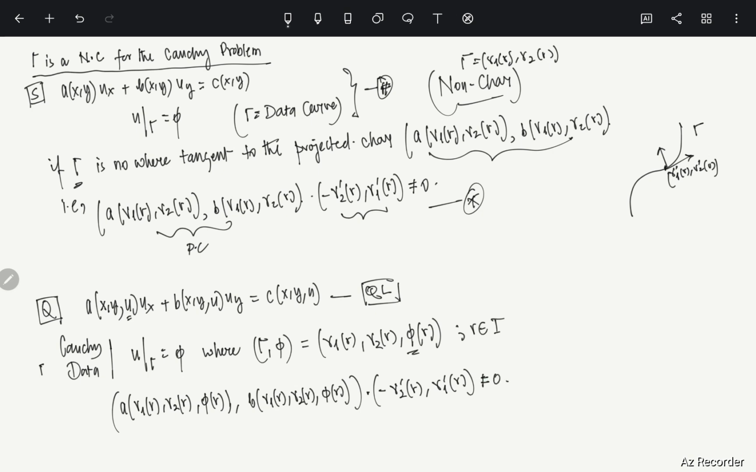So essentially a similar sort of thing. This is what I am writing for the quasi-linear case. This is basically the non-characteristic condition. Gamma is called non-characteristic if this happens, and this particular condition is called the transversality condition. The curve is called non-characteristic if the transversality condition holds. I hope this is clear.